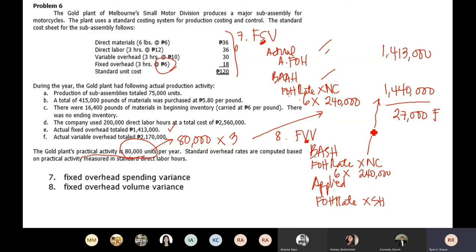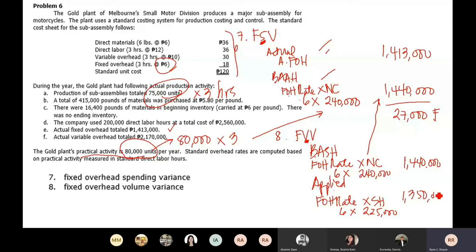No? Remember, your budget and bash equal sila yung fixed component. So, this is 1,440,000. And this part is 6 times standard hours natin, 225,000 if you remember, saan galing, 75,000 na actual output times 3 hours. Okay? So that would be magkano to, 1,350,000. Therefore, ang difference nila is 90,000.